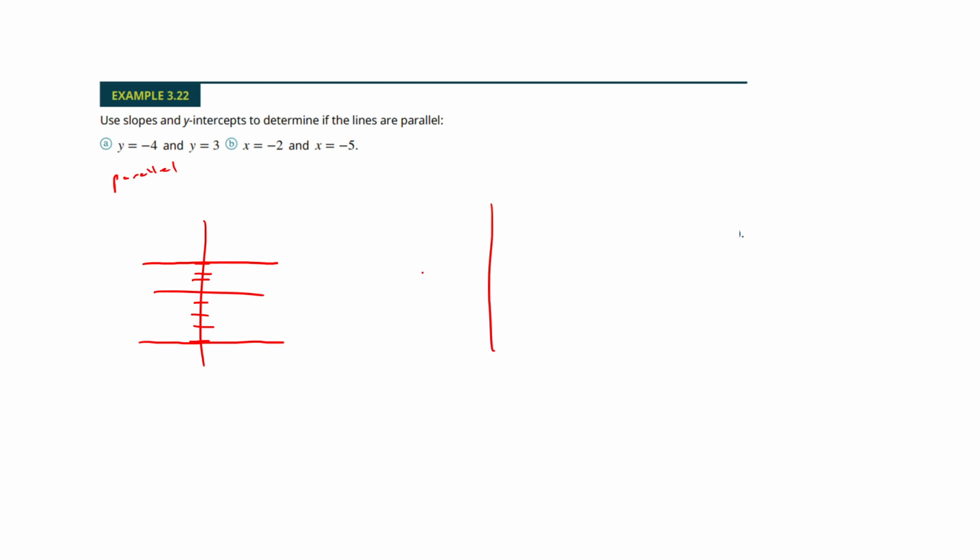And then if we did it again with x's, we're going to see something similar, except we're going to go vertical. x is always negative 2. x is always negative 5. These are parallel. Now they're going a different direction. They're going vertically, but they're still parallel.